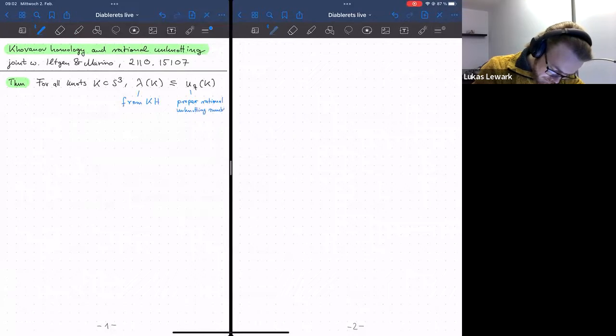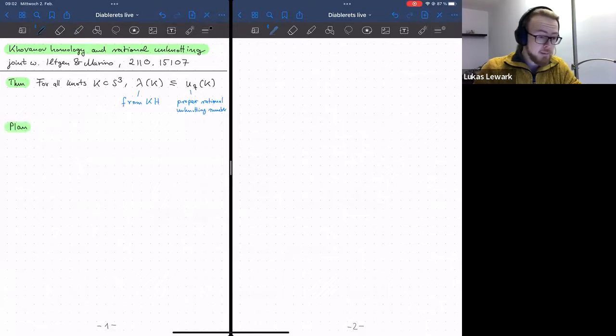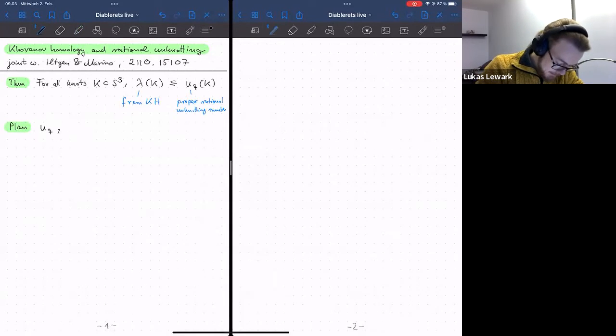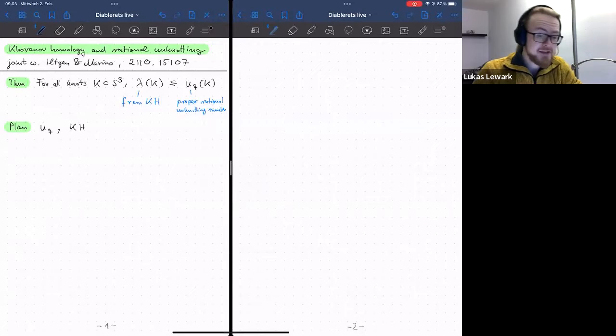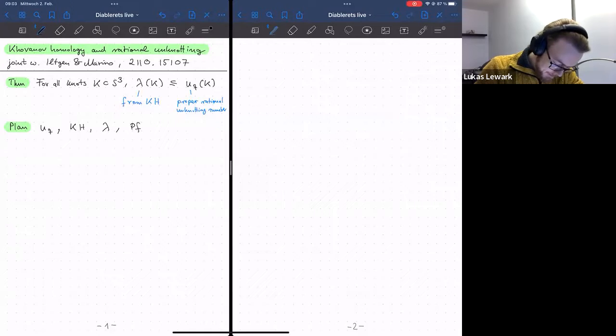So here's the plan for the talk. First I'm going to tell you about UQ, then a brief summary of Khovanov homology, then I'll define lambda, and finally I'll prove the main theorem.